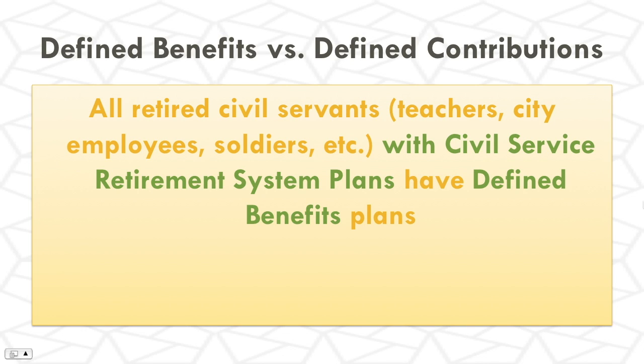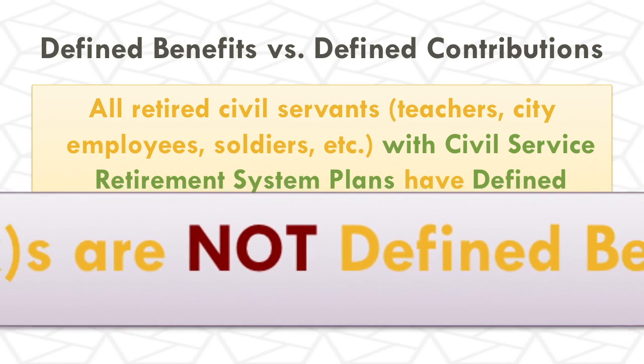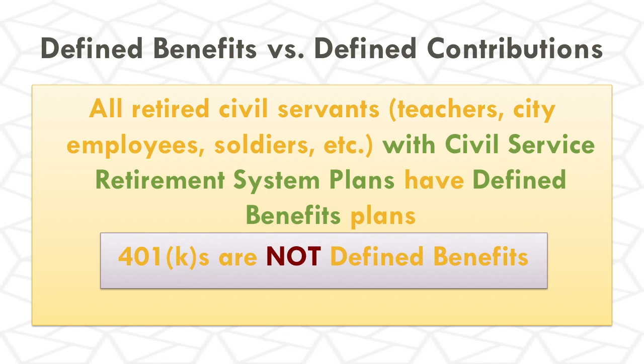So, as has been mentioned many times in this lesson, retired civil servants with a CSA or a CSF will have a defined benefit plan. So, teachers in public school, city employees, etc., these people with civil service retirement system plans will have defined benefit plans. Now, 401ks are not defined benefits. This is a common mistake that we've seen at our tax sites. 401ks, again, are not defined benefits. They are defined contributions.